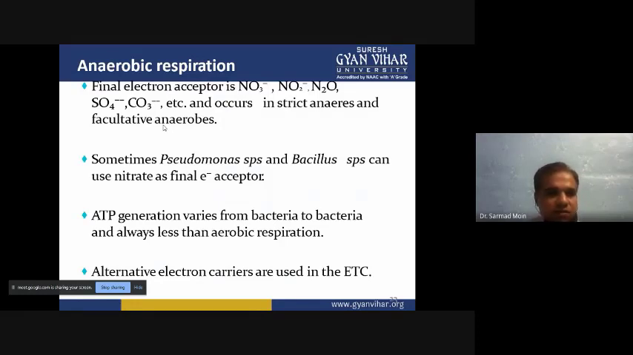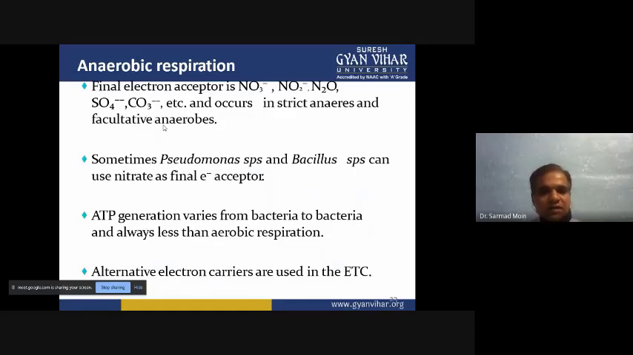So it is very important that anaerobic respiration happens in anaerobic types of microorganisms, not every type of microorganism. Some Pseudomonas and Bacillus use this type of anaerobic respiration. ATP generation varies from bacteria to bacteria and is always less than aerobic respiration. Ultimately, in anaerobic respiration the ATP production is less than in aerobic respiration. It is never more than aerobic respiration.